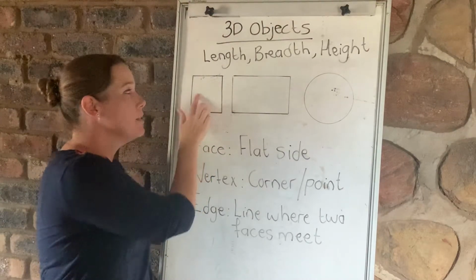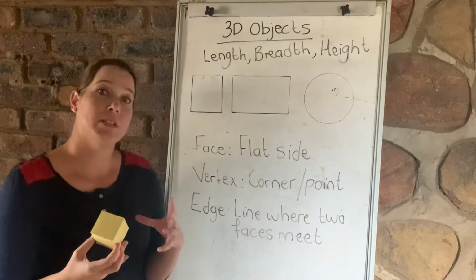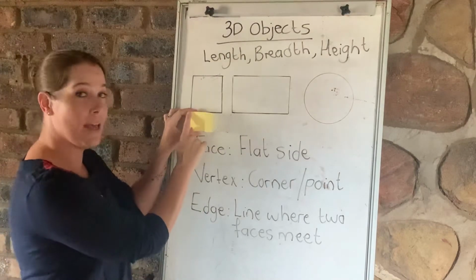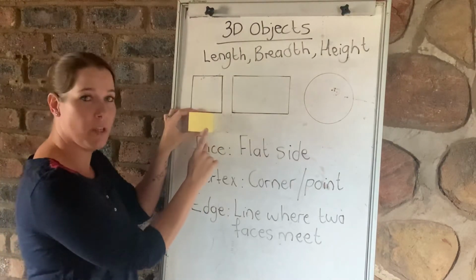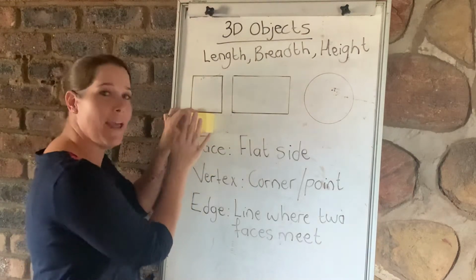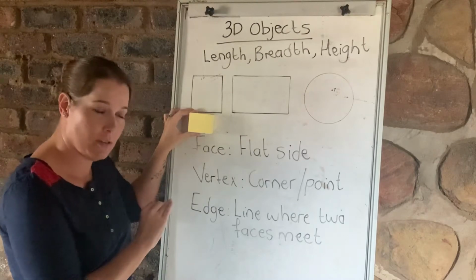If we look at this, it is a square. If you look at the 3D representation of a square, which is a cube, you will see that it also has length and breadth, but in addition it has height, so it's not flat. So those make up the 3 dimensions.